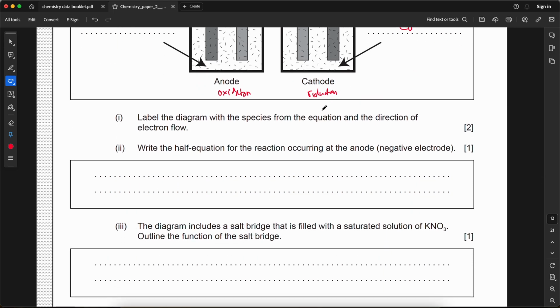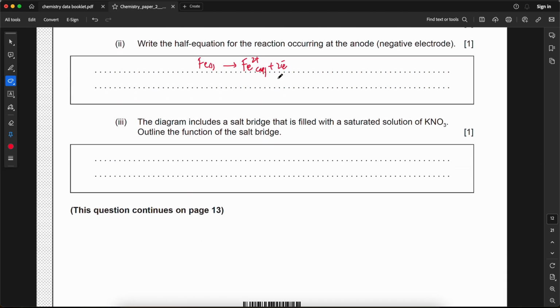Write the half equation for the reaction occurring at the anode, oxidation, that is Fe. So Fe solid will lose 2 electrons and produce Fe2+ aqueous. The diagram includes a salt bridge that is filled with a saturated solution of KNO3. Outline the function of the salt bridge. It will keep each half cell neutral. How?